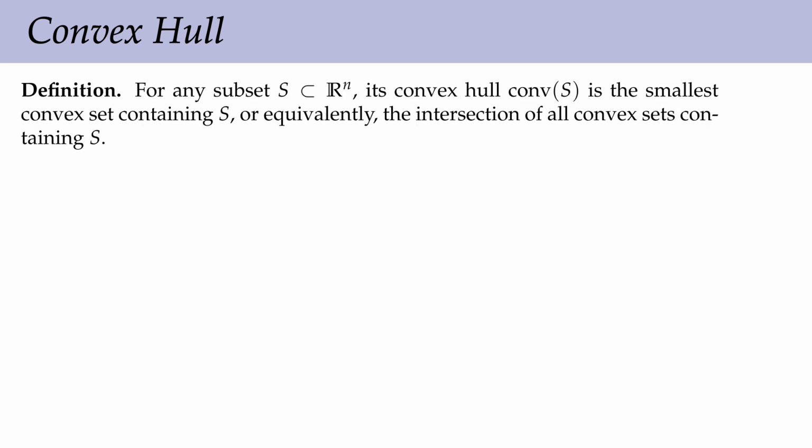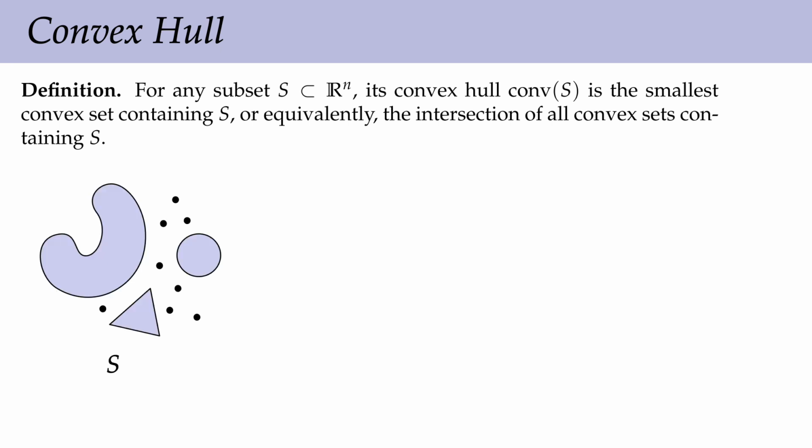Okay? So the intuition here is if my shape isn't already convex, maybe I want to wrap it in a convex shape that kind of approximates it. More precisely, we can say that for any subset S of Rn, its convex hull, conv of S, is the smallest convex set containing S, or equivalently, the intersection of all convex sets containing S. Okay, so let's draw a couple pictures just to make sense of that definition.